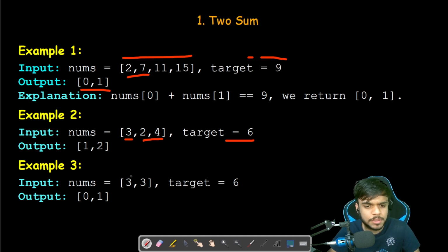Similarly, in the third example, we have nums to be 3 and 3 and the target is 6. Now here the indices would be unique even though the numbers are the same. So our answer would be 0 and 1. Now let us look at how we can approach the solution of the problem.